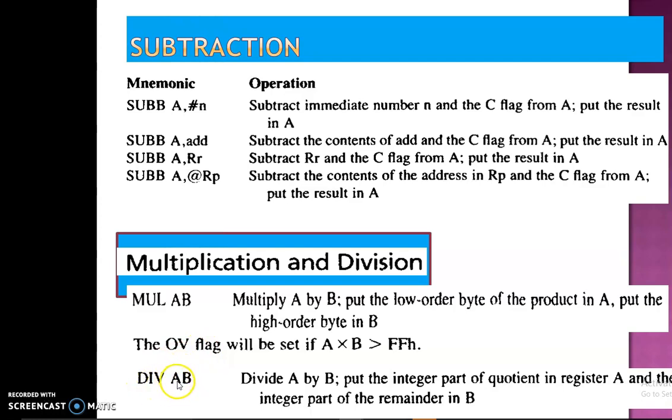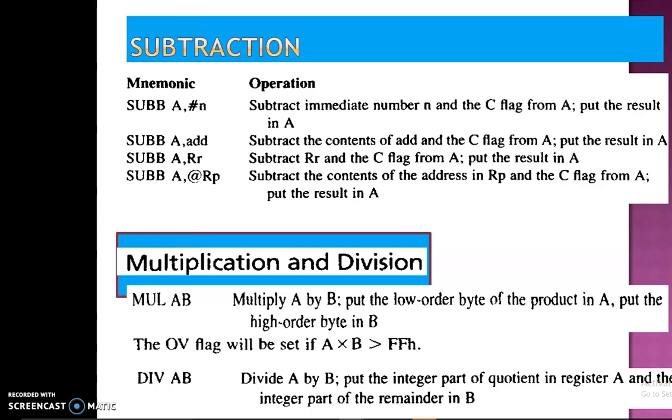So the A accumulator content is going to be divided by the B register content. So DIV AB, MUL AB. First we will see the multiplication operation. Whenever you are multiplying accumulator content with the B register content, you will get the result. The result may be 8-bit data or it may be 16-bit data. Example, 02 into 04, nothing but 08. 8-bit data is multiplying with 8-bit data, result also 8-bit data.